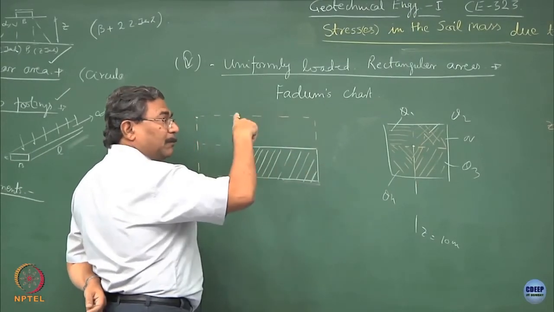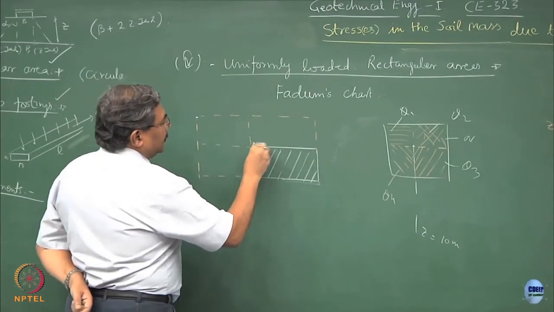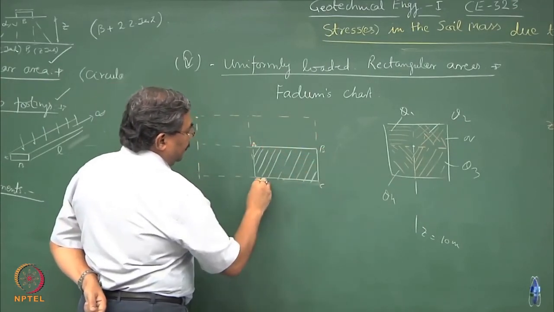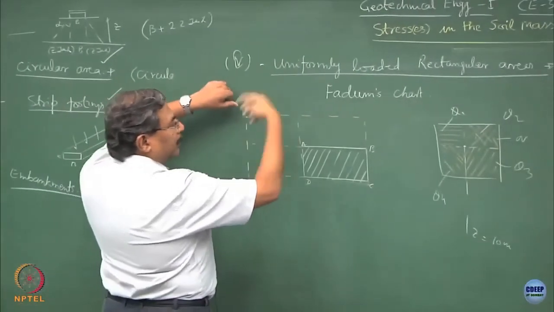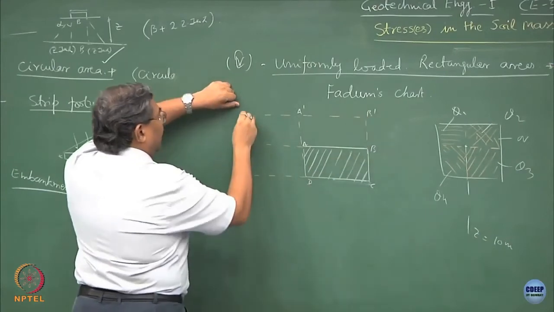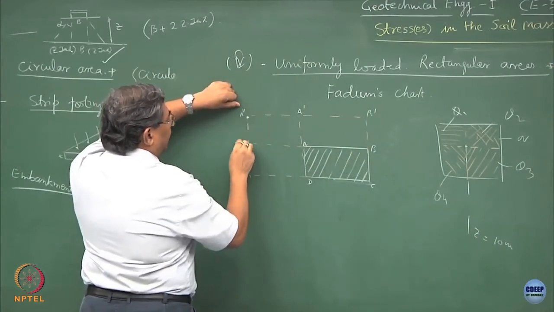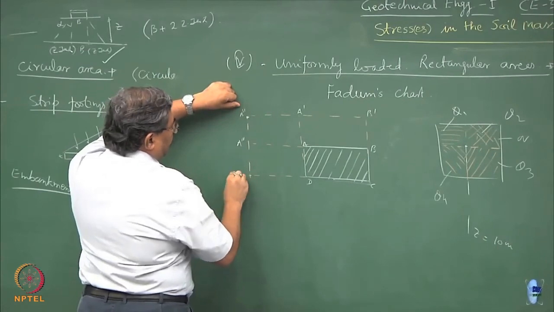So, if I use the method of superimposition, what will I have to do? If this is A, B, C, D, and what I have done is I have projected it on a bigger scale, A prime, B prime, A double prime, A triple prime and D prime, clear.